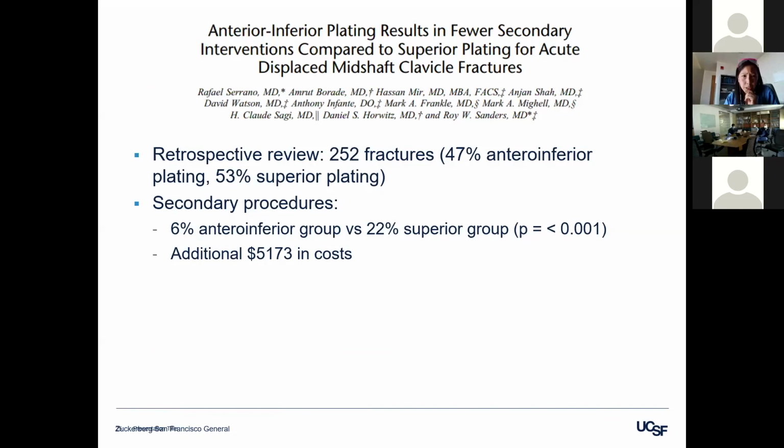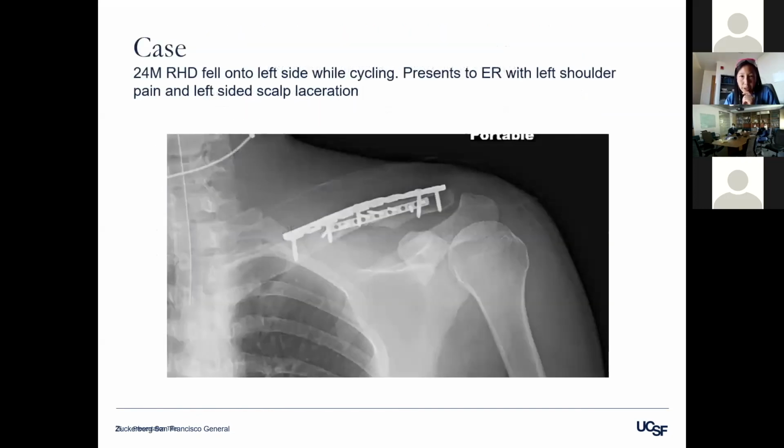You'd mentioned, or someone had mentioned earlier, hardware removal. This is a clinical study that looked at anterior inferior plating versus superior plating, and they found that the anterior inferior group required fewer secondary procedures for hardware irritation than the superior group. It also resulted in additional costs. So that's something also to consider when you're talking to your patients about surgery. In their practice, they say that they have completely switched to anterior inferior plating for that purpose alone. But again, like you mentioned, I think it's sort of dealer's choice and depends on what you're comfortable with.